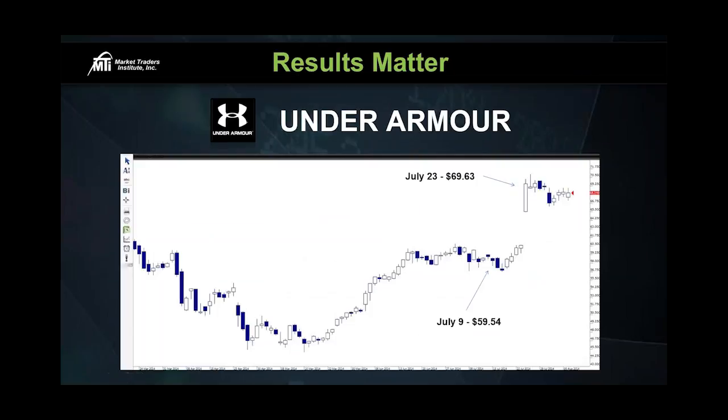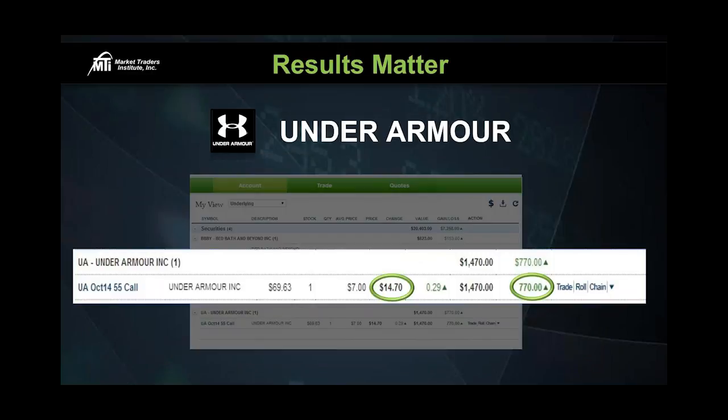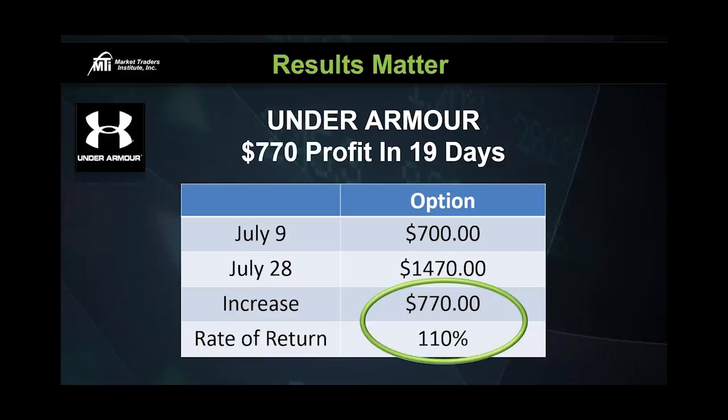What happened after the earnings announcement, Under Armour went from about $60 a share up to about $70 a share. So the stock moved up about 10 points. Our options went from $7 up to $14.70. Each share went up $7.70. We had one contract, so we made $770 on that move. So the best part about all this is that that was the same stock, same amount of time, two different results. That's what it's like to have the right market, have the right strategies, and to work with the right team.